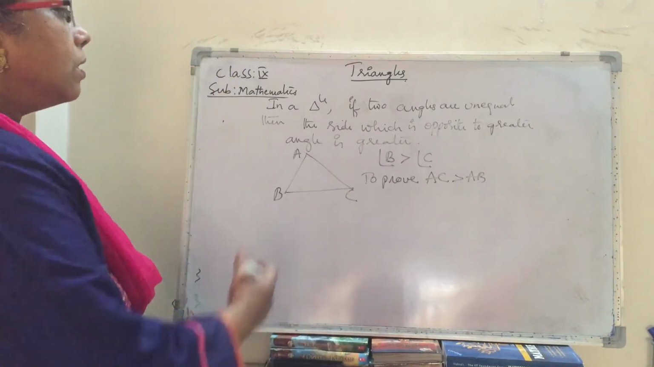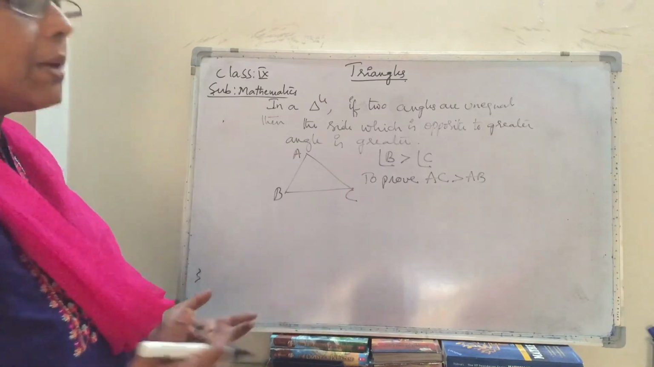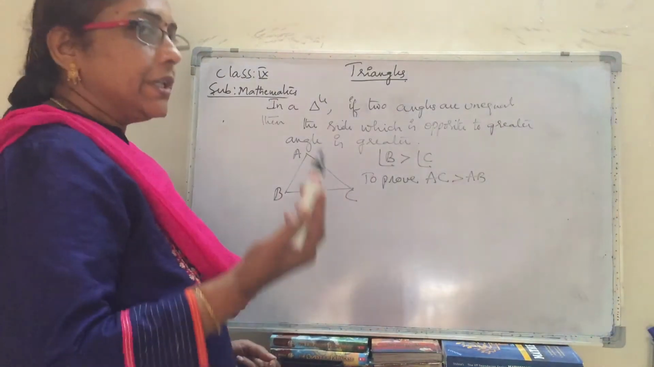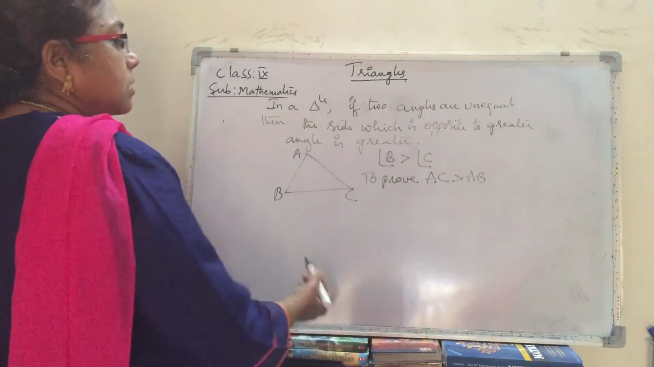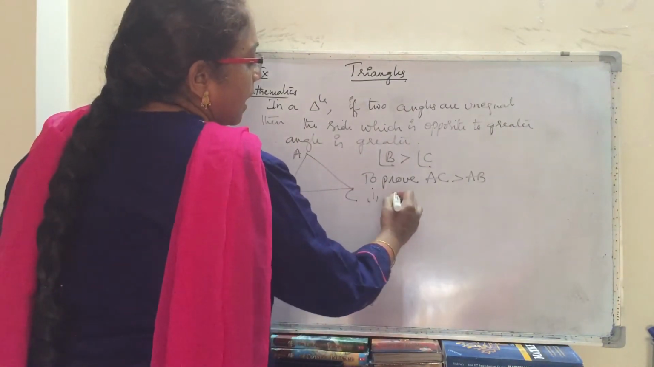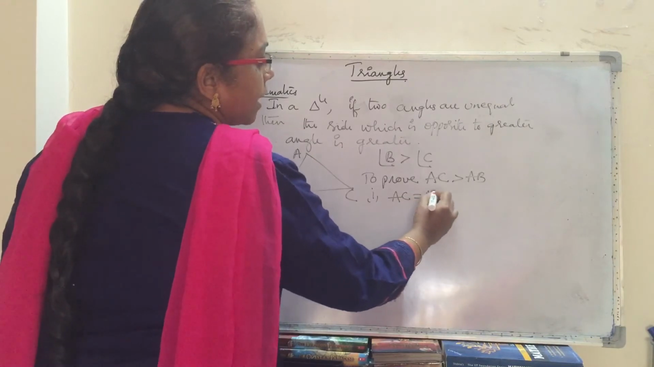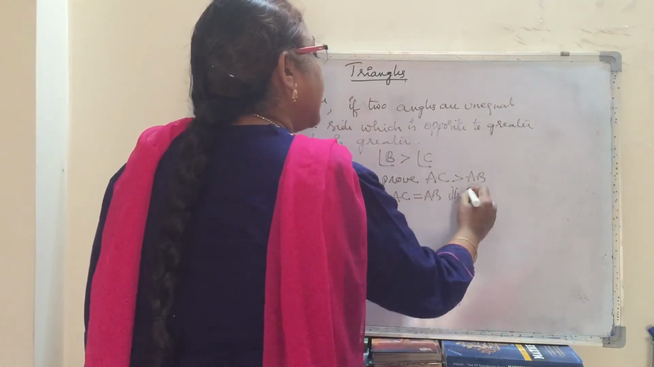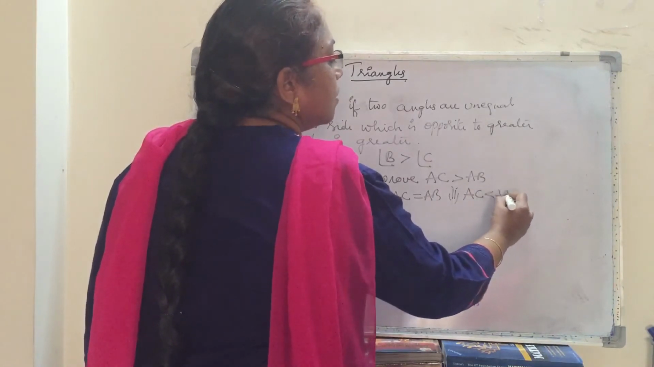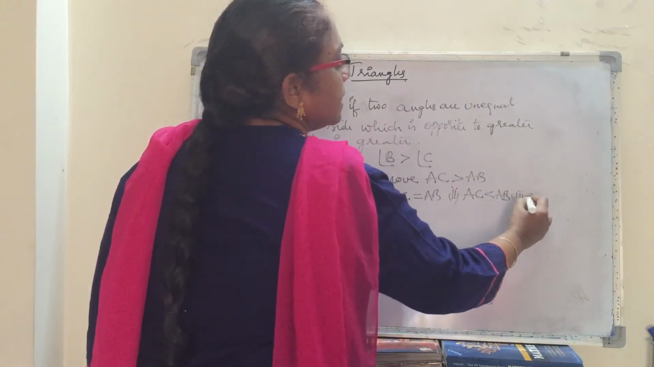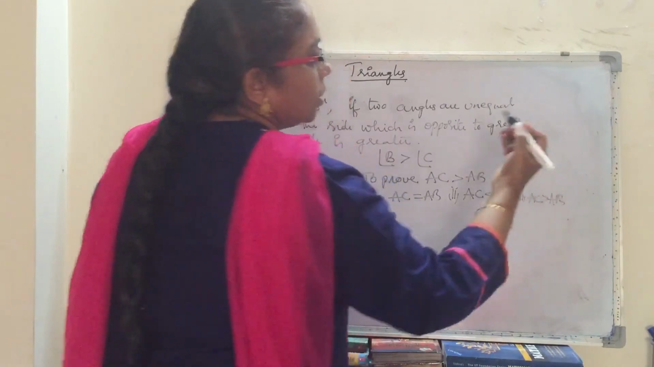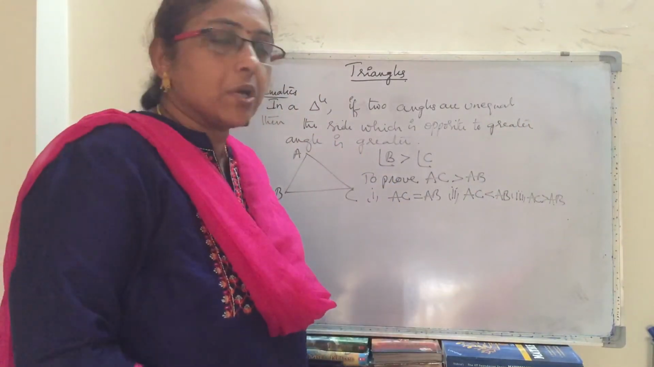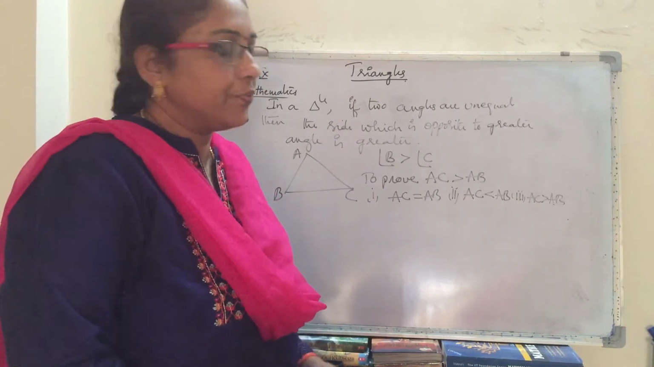Now, we have three possibilities. What are those three possibilities? Either AC is equal to AB, or AC is less than AB, or AC is greater than AB. These are the three possibilities, and any one of them will be true.